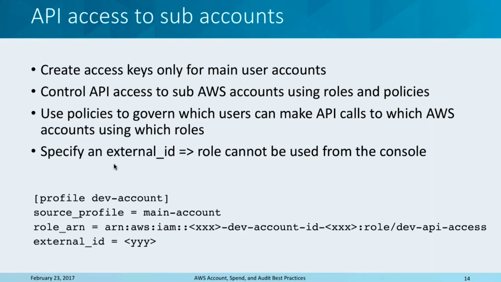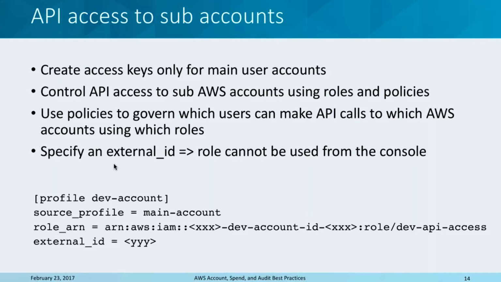Now, kind of a pro tip is that when you set this up, you can also require an external ID. So here you say external_id equals whatever string you want. If you specify that, that ensures that this role, the dev API access role, can now only be used for API access. You cannot use it from the console to interactively switch roles. And the reason for that is when you switch roles in the console, there is no way to specify an external ID. It can only be specified when you're doing the API access.